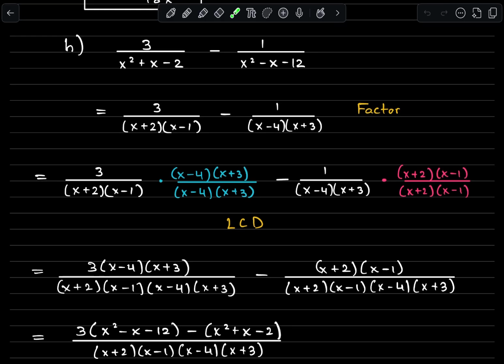Okay. So you could FOIL the tops out. You'd get 3 times x squared minus x minus 12 for the first fraction. These two FOILed out would become x squared plus x minus 2.